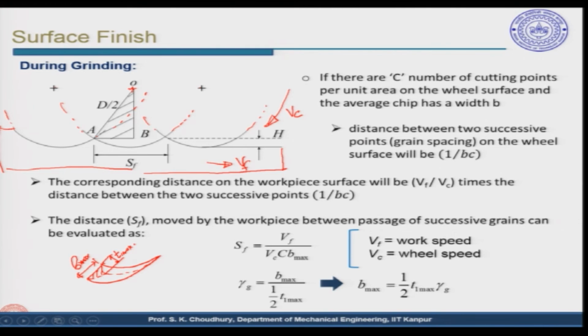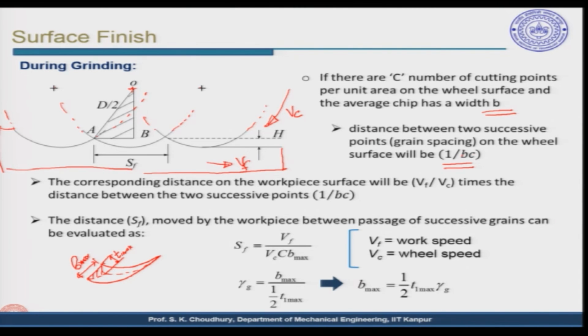So, we are saying that if the chip has the width, let us say b, and C is the number of cutting points per unit area on the wheel, otherwise called the grain concentration, then the distance between the two successive points on the wheel surface will be 1 by b into C. This distance 1 by bC is on the grinding wheel.